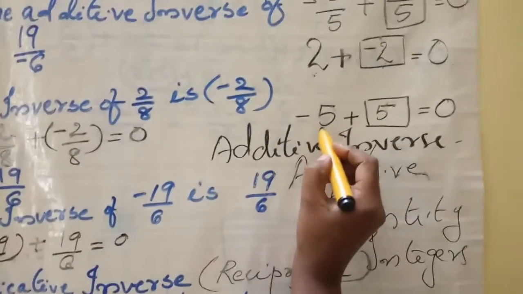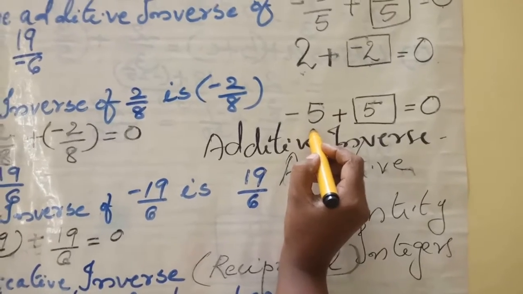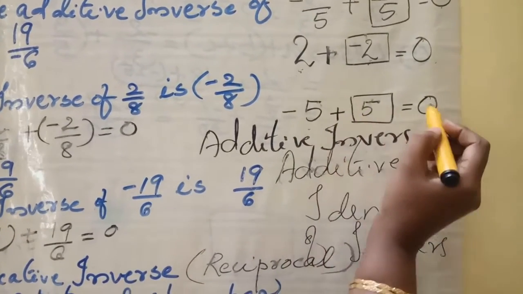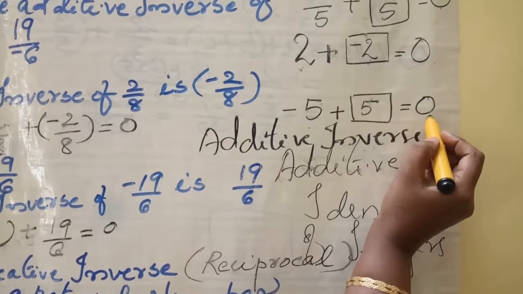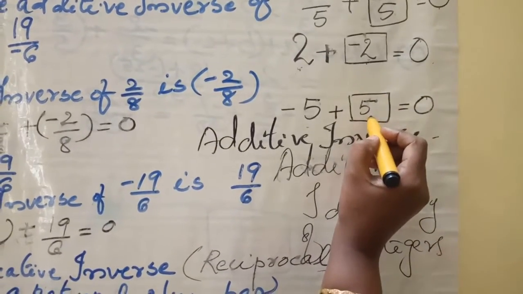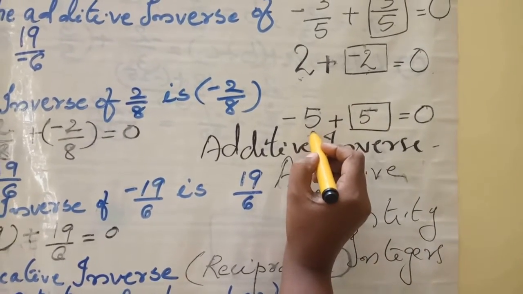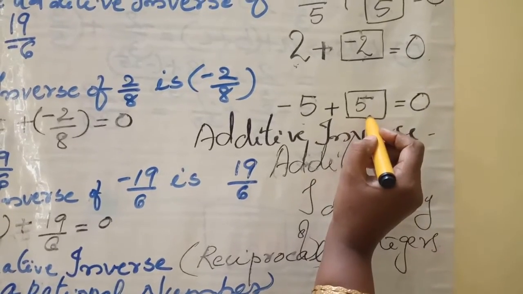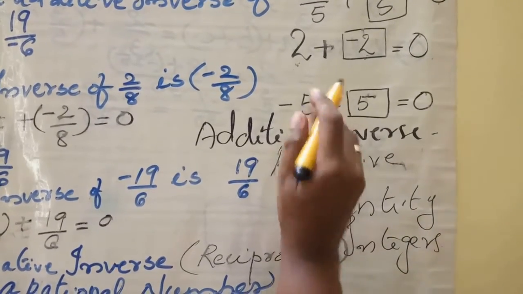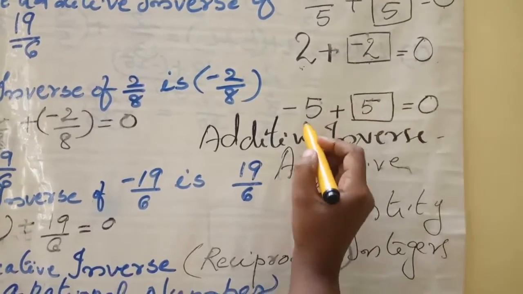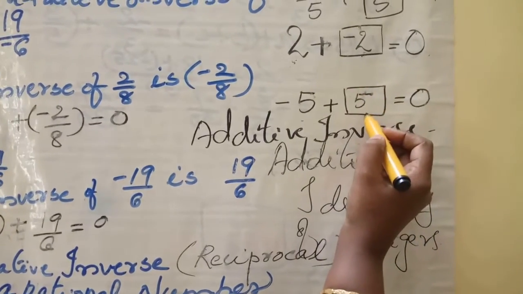Similarly, minus 5 is the given integer. We are adding 5, we get the answer additive identity 0. So we say that 5 is the negative of minus 5, or 5 is the additive inverse of minus 5. The same way vice versa also, minus 5 is the additive inverse of 5.